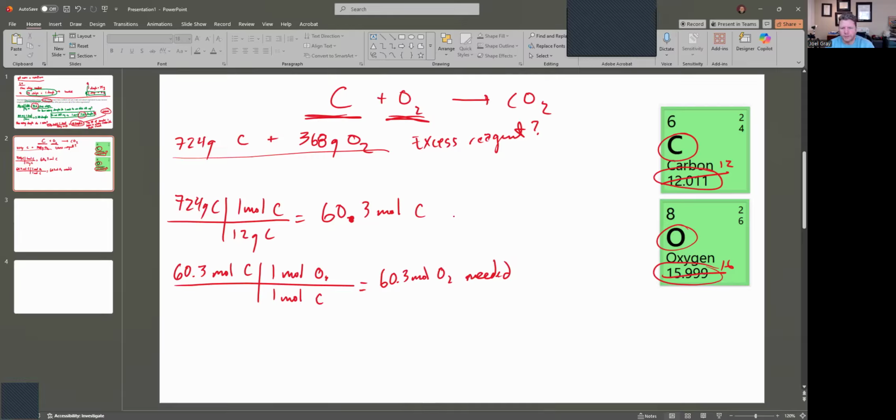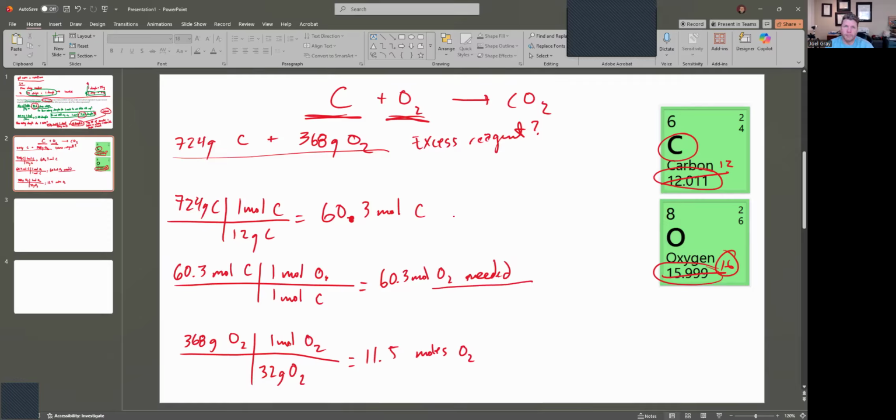Now, I need to figure out how many moles I have. I have 368 grams of O2. I need to convert this into moles of O2. Well, 1 mole of O2, it's not 16, it's 32 grams of O2 is 1 mole of O2, because notice how each oxygen is 16 grams. So I'm going to say 368 divided by 32. I have 11.5 moles of O2.